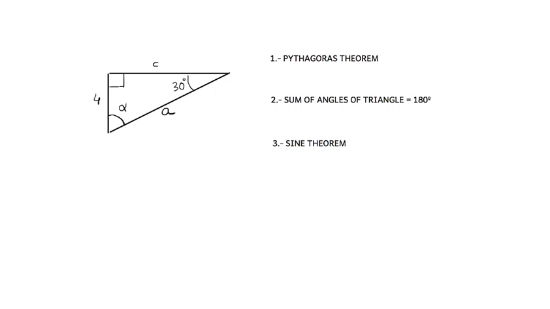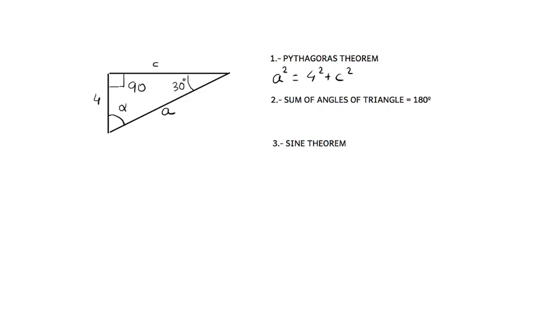We have here, well, this is 90 degrees. So from Pythagoras theorem, we get that the hypotenuse squared is equal to the sum of the squares of the other sides. So a squared equals 4 squared plus c squared. From this we cannot get any solution yet, because we have only one equation and two variables.